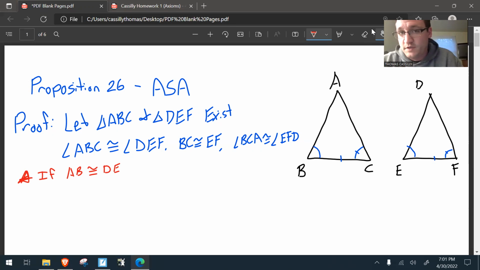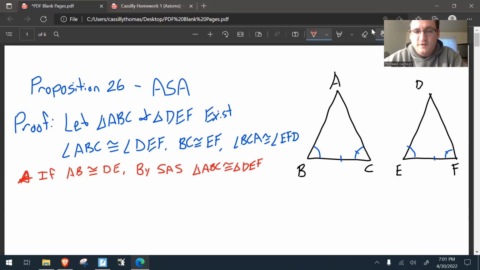So AB is congruent to DE, angle B is congruent to angle E, and BC is congruent to EF. Then we're done. So if that holds true, by Proposition 4, SAS, triangle ABC is congruent to triangle DEF. Okay, so that's a little bit too easy. That feels like cheating.